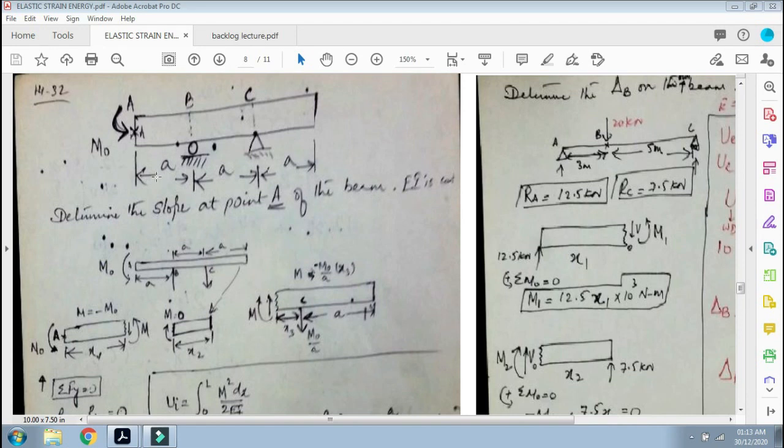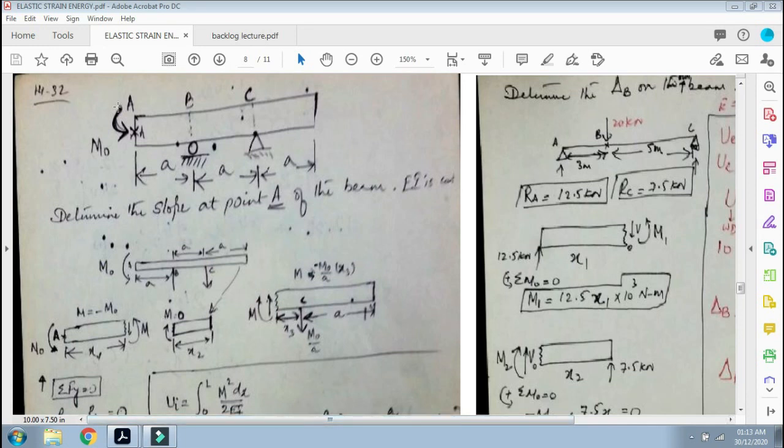Okay, from A to B the length is a, from B to C the length is a, and from C to this point the length is a. This is a roller support, this is a pin support. And the external load is in the form of this couple moment M naught. You need to calculate. Now how will we deal with it?